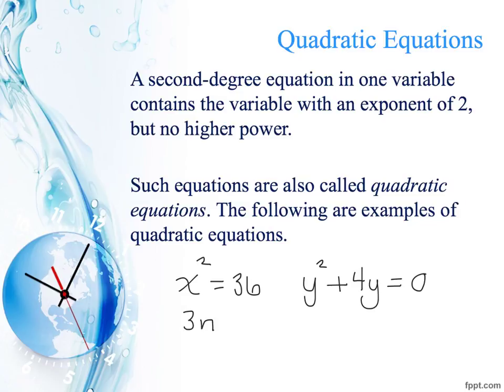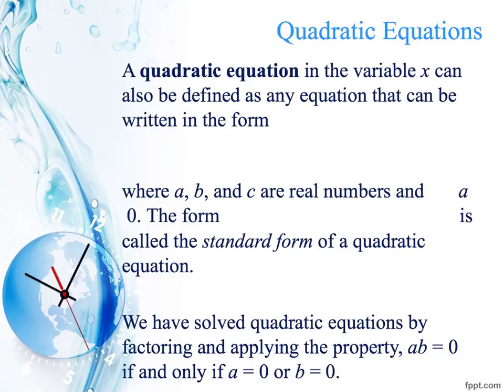Or this would be an example of a quadratic equation because once again the highest degree of any variable is equal to 2. Now, a quadratic equation with a single variable x can be written in what's called standard form, and standard form just looks like this: a times x squared plus b times x plus c is equal to 0. We've seen that form before, and we've referred to it as standard form. So a and b and c are just real numbers.